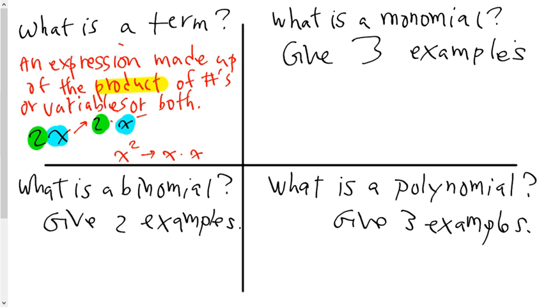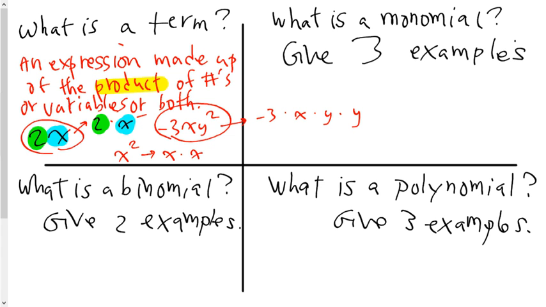If I say negative 3xy squared, it is also one term because it's made up of the number negative 3 multiplied by x multiplied by y multiplied by y. So all three of those examples, 2x, negative 3xy squared, and x squared, are all called terms. So the basic definition for a term is an expression made up of the product, multiplication, of numbers and or variables, or both.